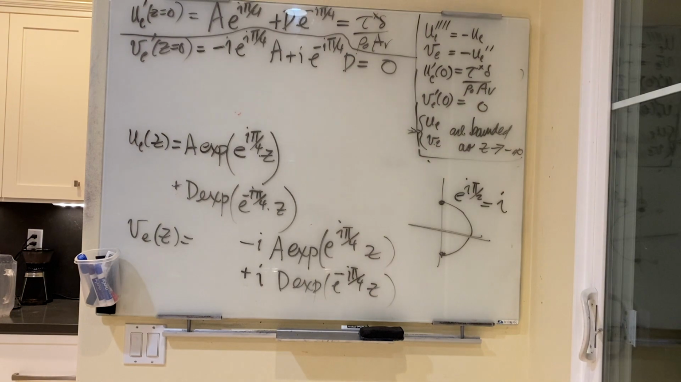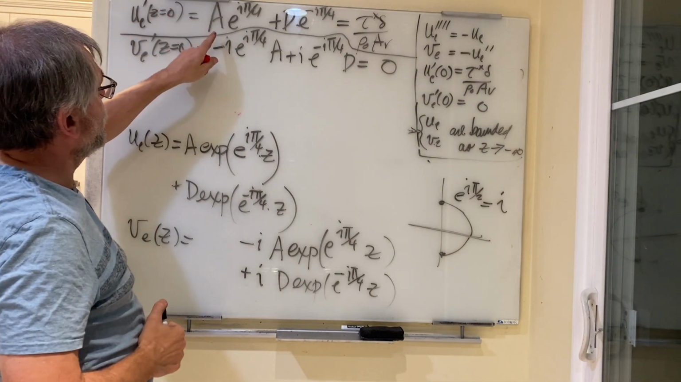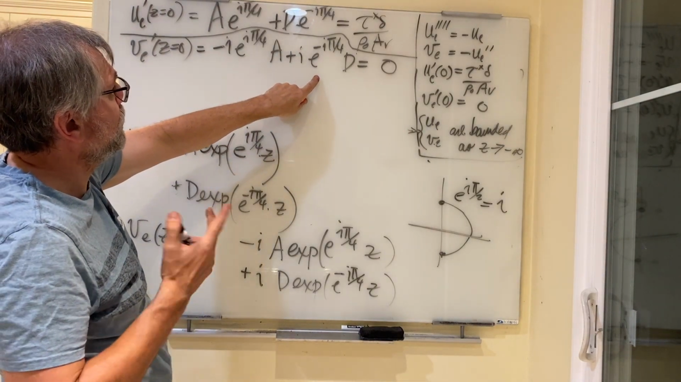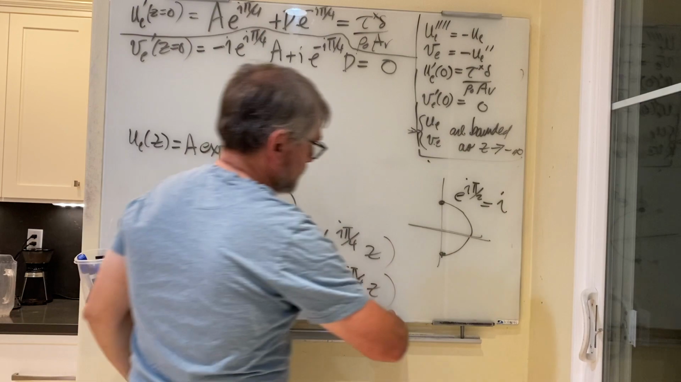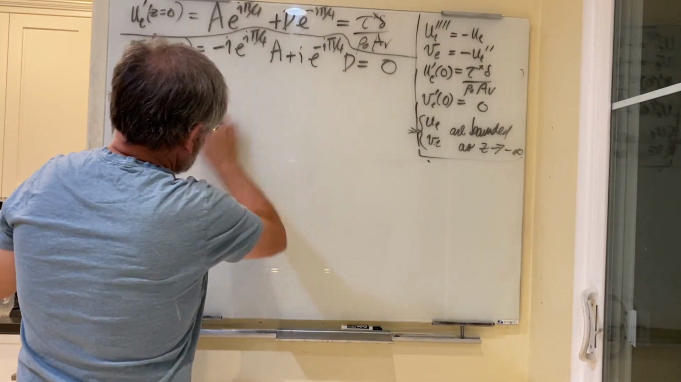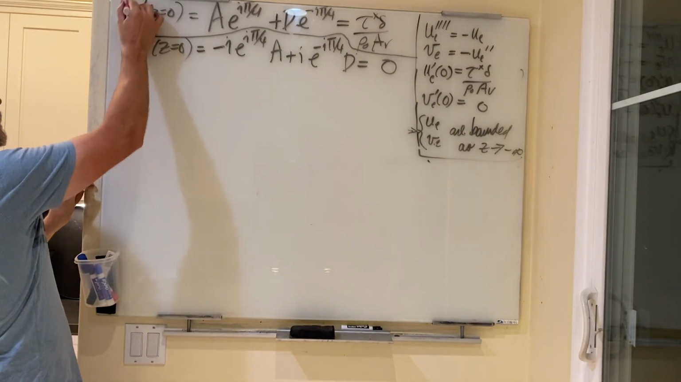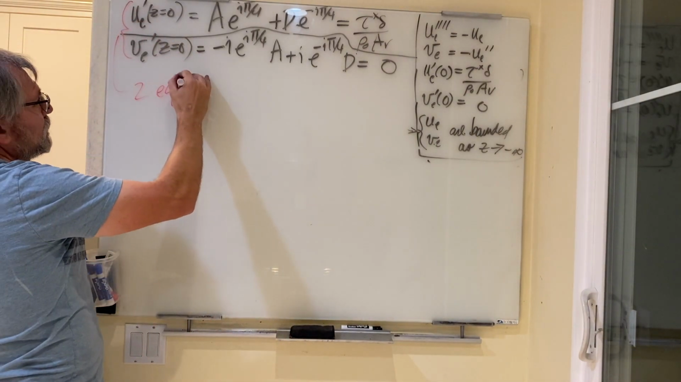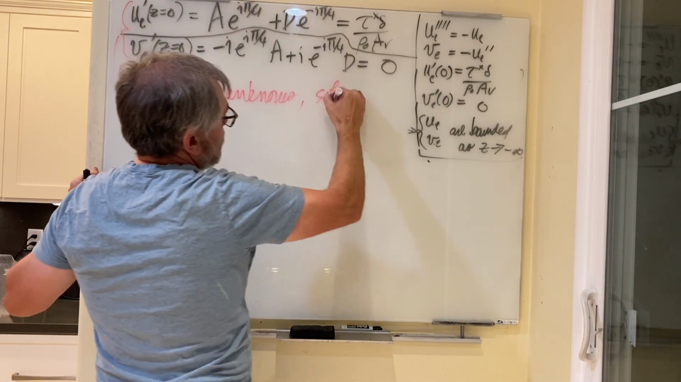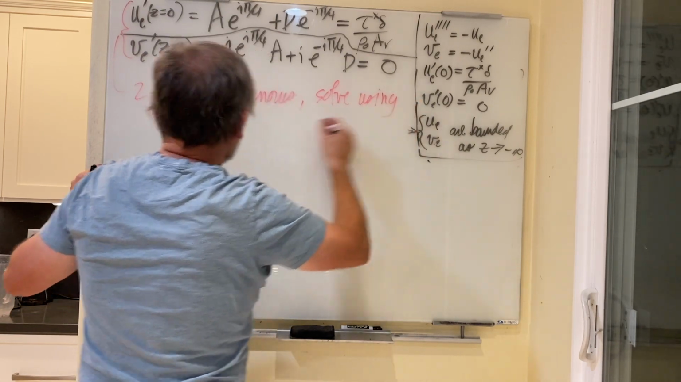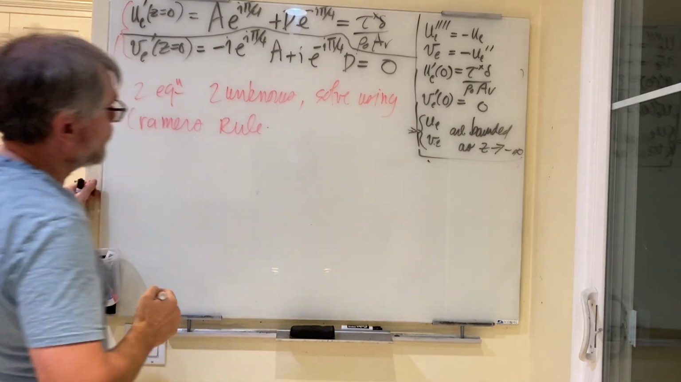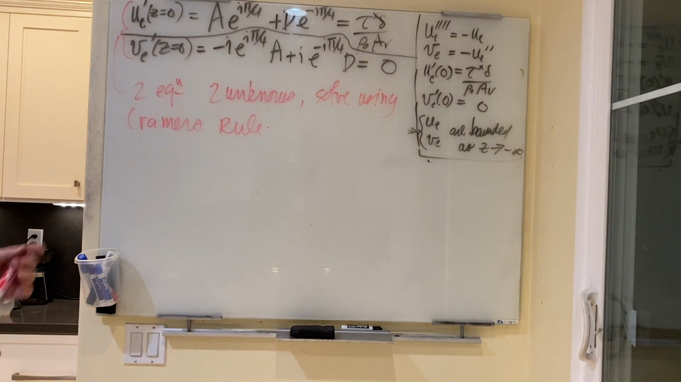Alright, so these are two equations. There's an equation up here in two unknowns. My unknowns are A and D. Two equations, two unknowns, so I'm going to have to solve these. And the way I'm going to solve these two equations, two unknowns, is using Cramer's rule, which you may or may not have learned before. Now you'll learn it right now.